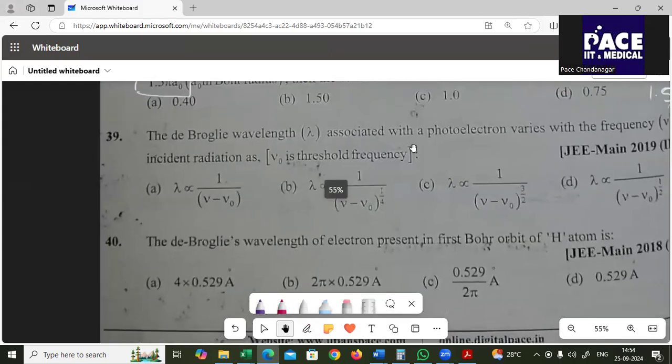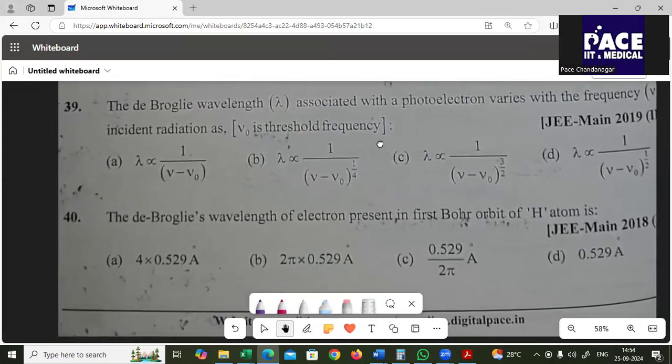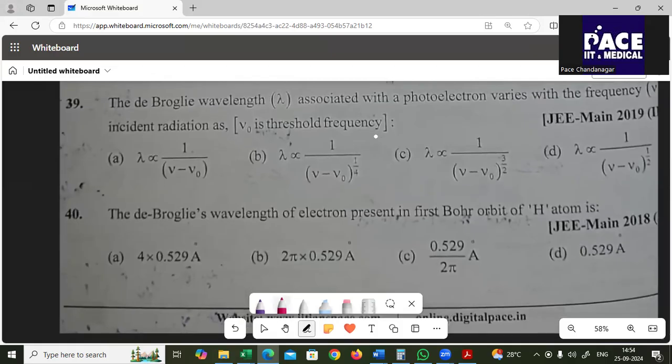39, I guess. The de Broglie wavelength lambda associated with a photoelectron varies with the frequency nu of the incident radiations. So it varies. Then what should we write there? h of nu minus nu naught is equal to half mv square. Or where did I get that from? Let me go with the detailed thing only.